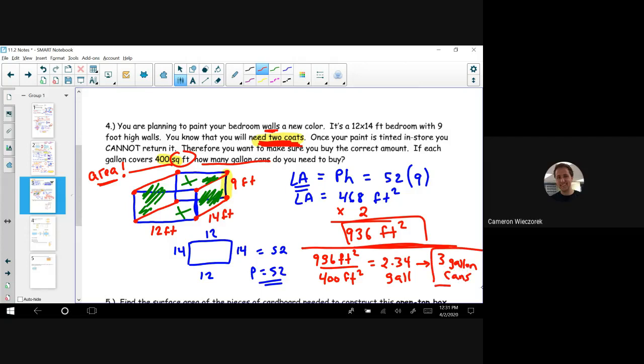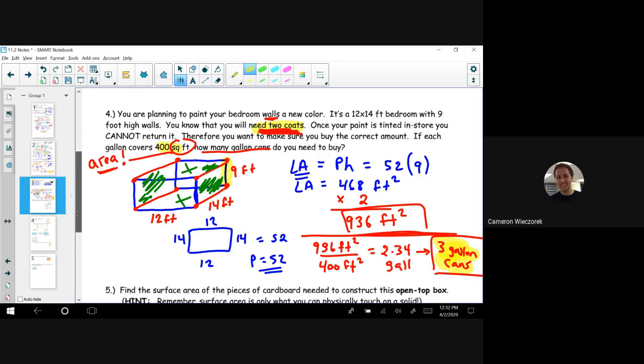3-gallon cans. And that just means you have some paint left over. So if you ever decide to paint your garage, or just do some other type of painting project, you got a little bit of paint left over. So always good to see an application problem.